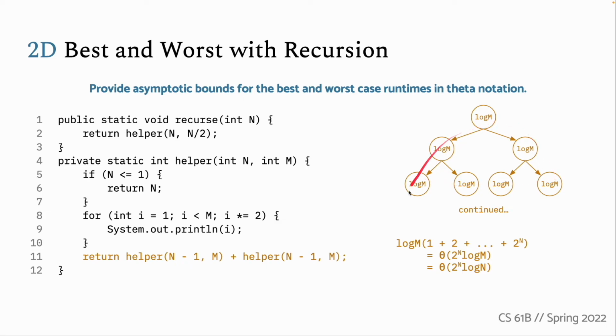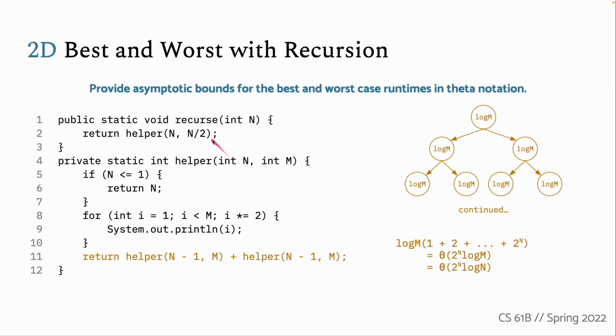Now the total number of nodes in this entire tree is 2 to the n. I told you that this formula would come up again. So we're going from 1 plus 2 plus whatever all the way to 2 to the n. This is counting the number of nodes in this tree, and we're multiplying that by log m because that's the amount of work done. And this sums up to 2 to the n log m.